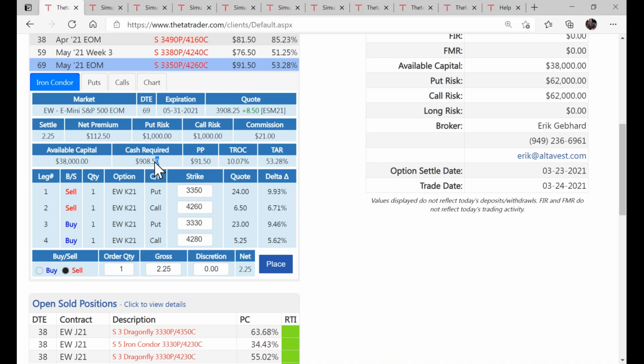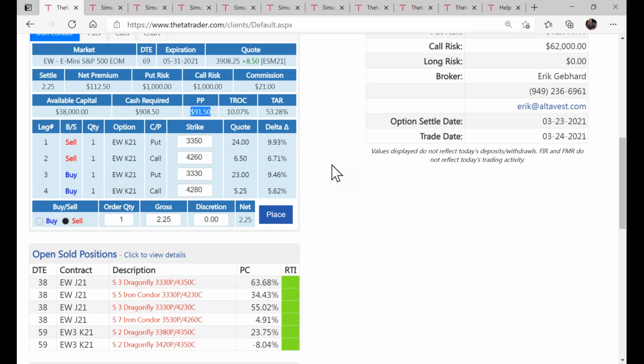But here's the question we get. It's $908.50 to place the trade, but yet your maximum profit potential is just over $90. So it seems a bit asymmetrical. But actually, let's take a look at what we're really doing here.